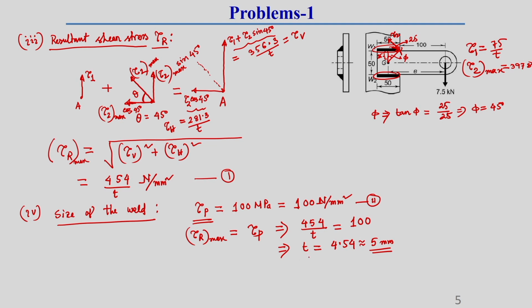So, if the throat thickness is 4.54 or 5, then what should be the leg length? The leg length H will be equal to, we know, T by 0.707. So, here we can write 5 by 0.707, which is around 7 millimeter. So, beforehand we can tell the welder for these types of welding connection what the leg length should be. By this procedure, generally, we can find out the design dimensions of a welded joint.